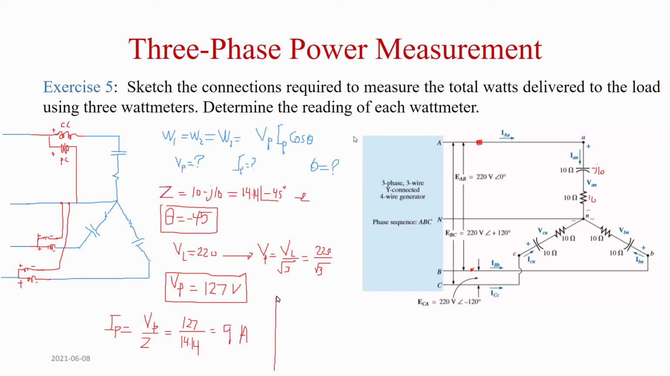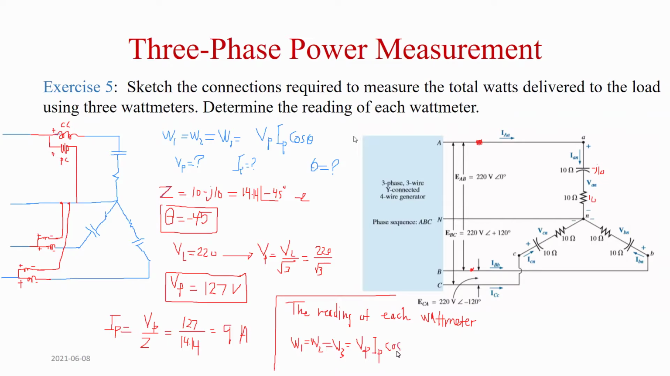So at the end, the reading of each wattmeter, which is W1 or W2 or P1, P2, P3, is V phase times I phase times cosine of the angle.